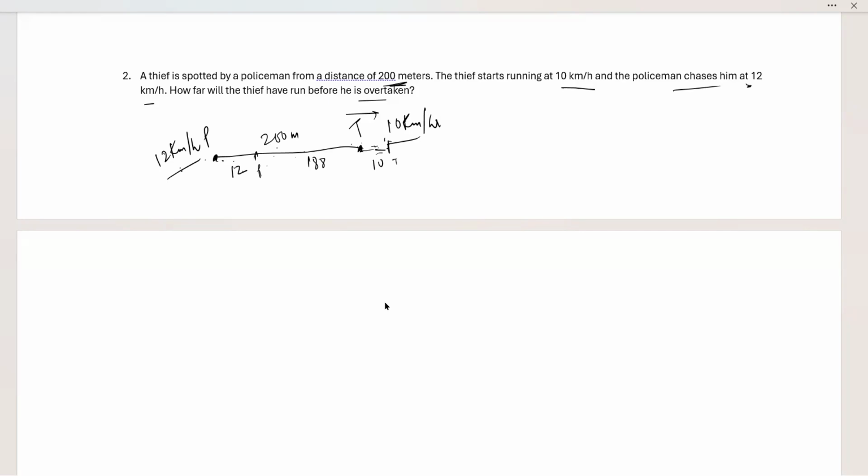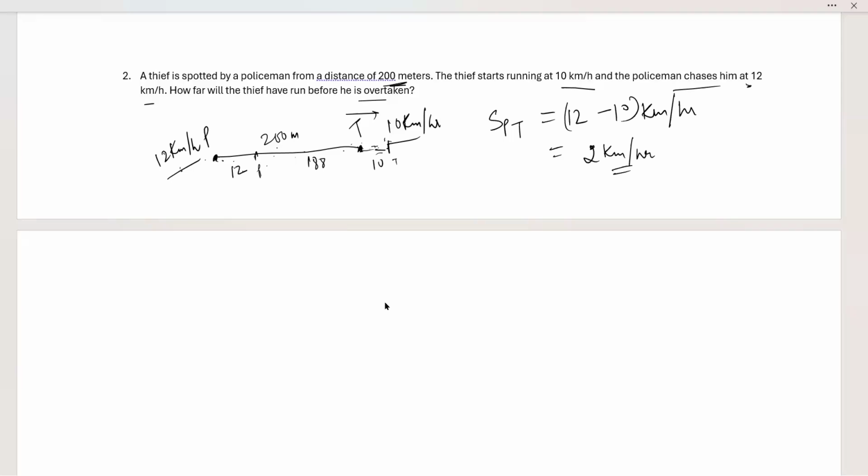It will keep going like this. Okay, so that will happen. So every hour, what is happening? The distance between them is reducing by 2 kilometers, and that is evident from their speeds also. So the relative speed in this case would be the difference between the two speeds. So speed of police with respect to thief is equal to 12 minus 10 kilometer per hour, which is 2 kilometer per hour.